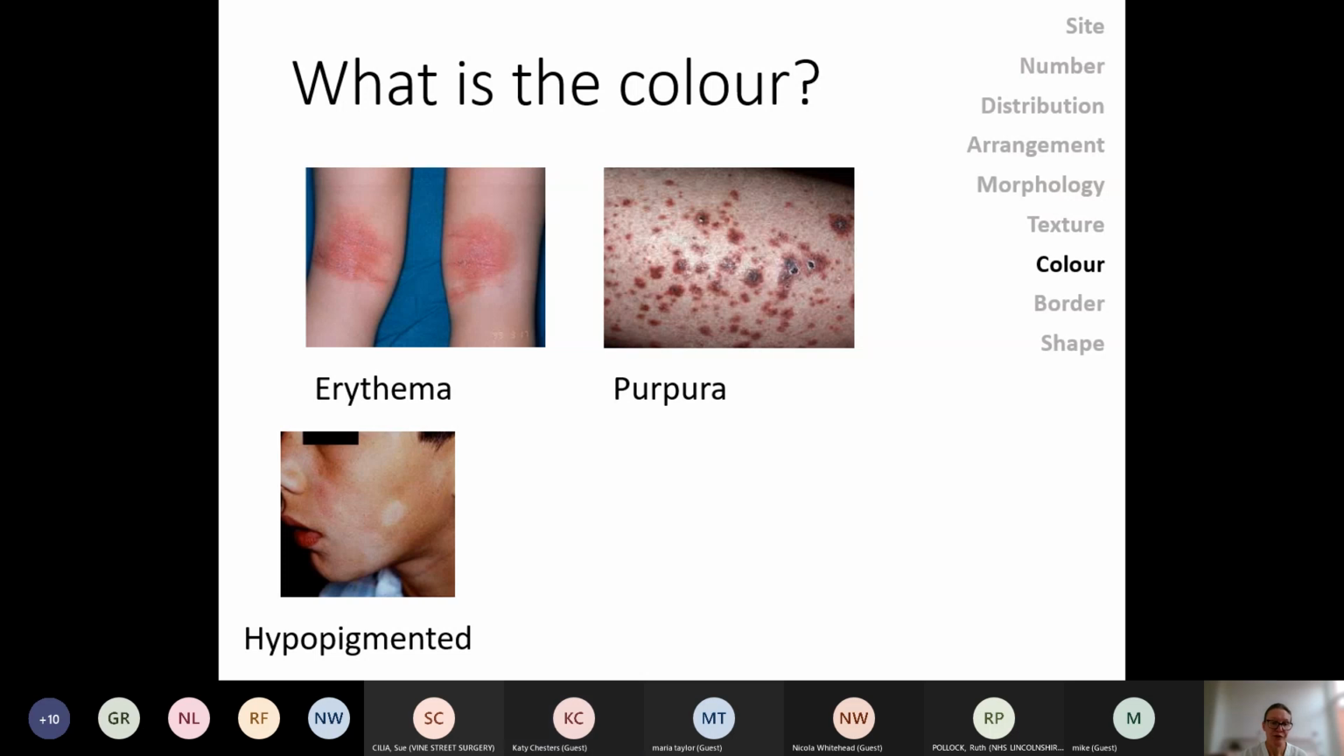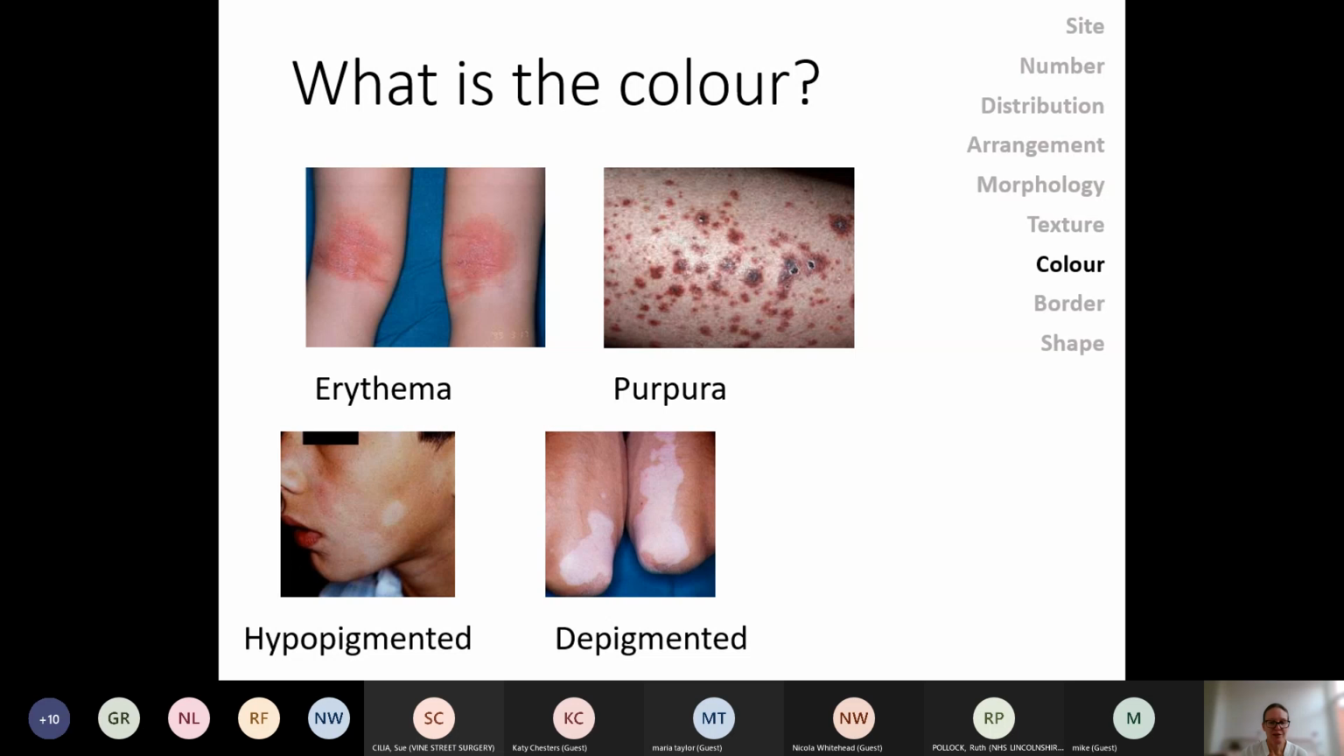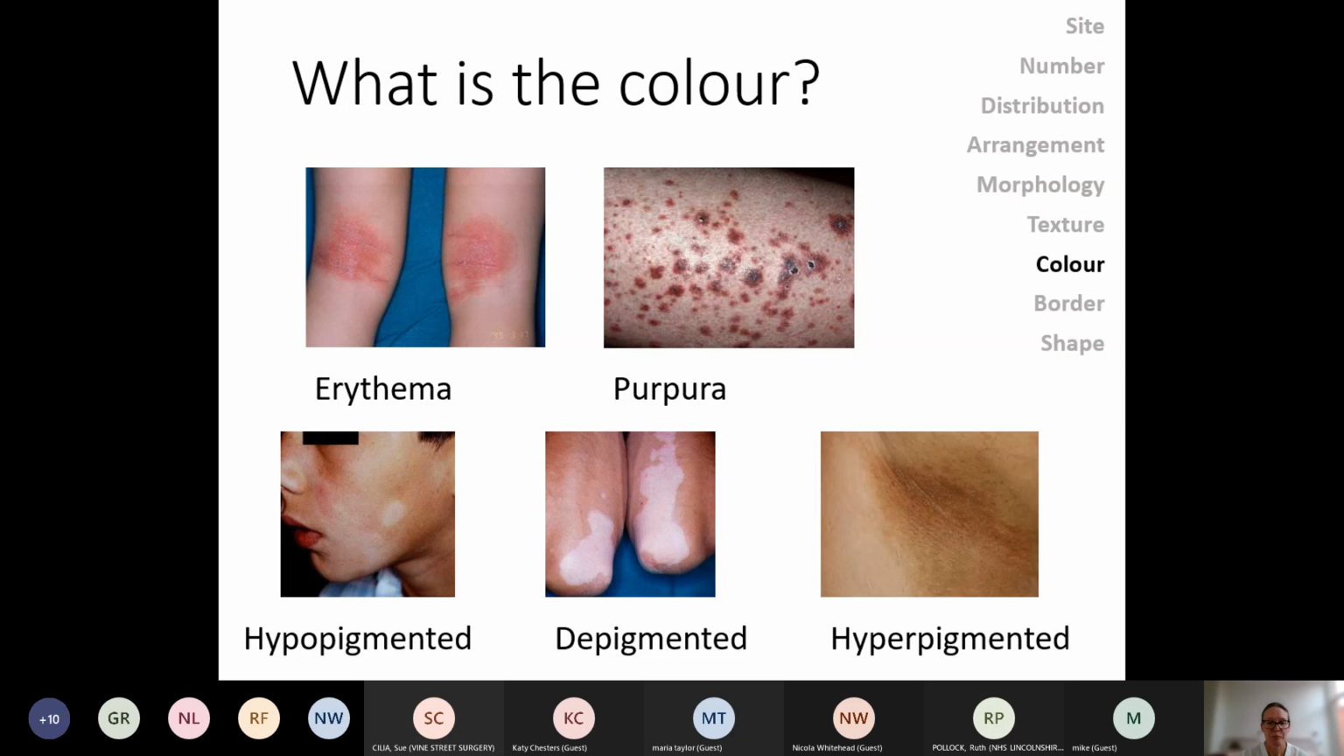Hypopigmented means you've lost some of the pigment. Sometimes after the skin's been inflamed in some way, it can be a bit paler afterwards. That's slightly different to depigmented, when the pigment is totally lost because we've got no melanin in the skin. So there's nothing there. It's just white, like those elbows. And things can be hyperpigmented, so have more pigment than they would normally have.